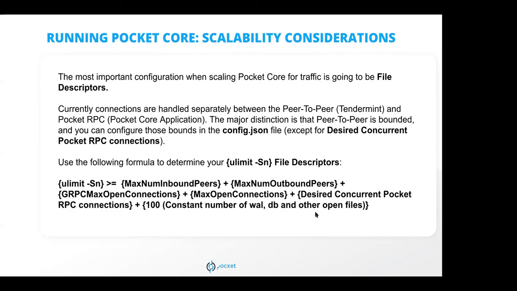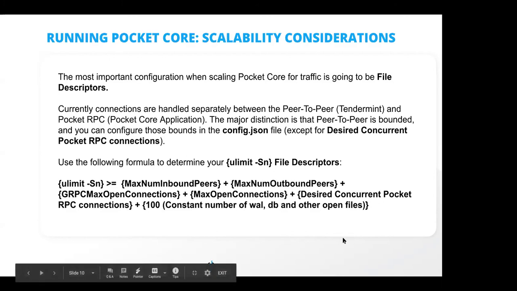So if you sum all these variables up, of which the first four are available as named in this slide in the config JSON, and this is based on the setup that you're gonna configure, plus the constant files, you're gonna get your ulimit -n that you need to have set up for the Pocket Core process to run. Does anyone have any questions regarding this?